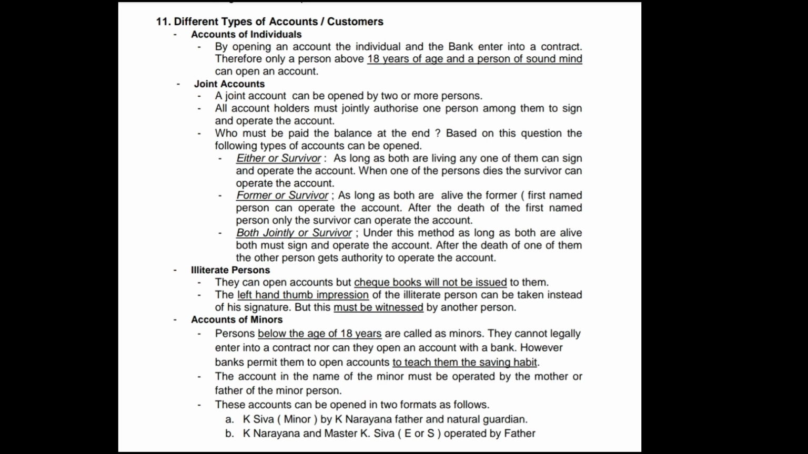The account in the name of the minor must be operated by the mother or father of the minor person. These accounts can be opened in two formats as follows. A. K. Shiva, minor, by K. Narayana, father and natural guardian. B. K. Narayana and Master K. Shiva, E or S, operated by father.